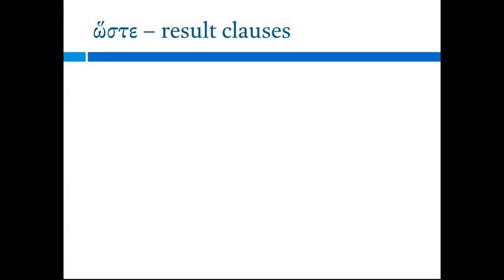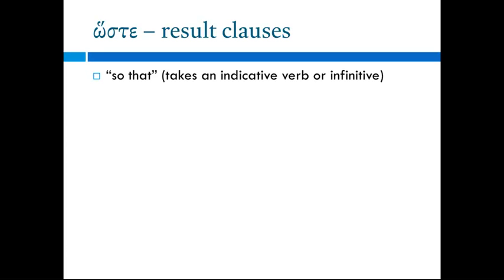So hoste, this is another kind of subordinate clause. Hoste introduces result clauses. Hina can introduce result clauses, but hina can also introduce purpose clauses. Hoste tends to introduce result clauses. And you can generally start off with a translation something like, so that. Now, hoste actually will take an indicative verb, or it might come with an infinitive after it. An infinitive is a to-do word, a to word. To dream the impossible dream, that's an infinitive.